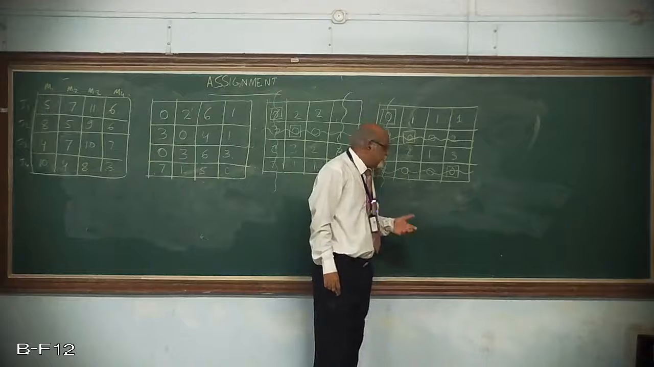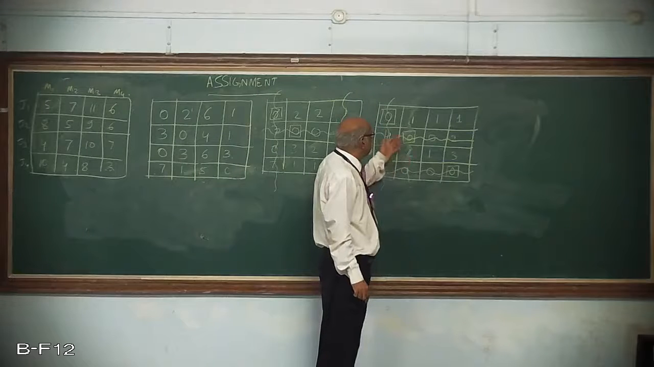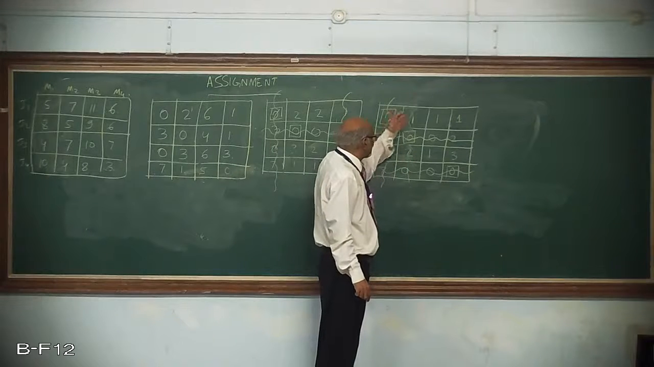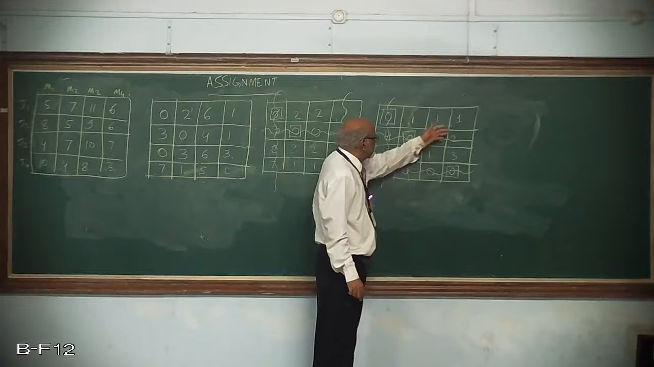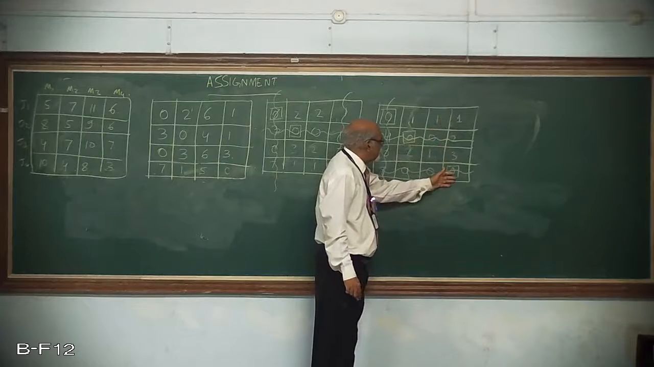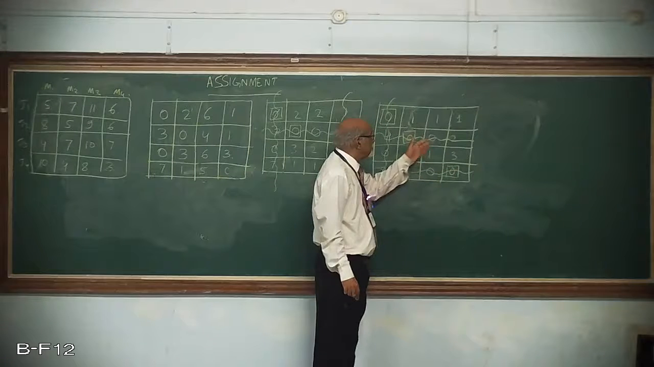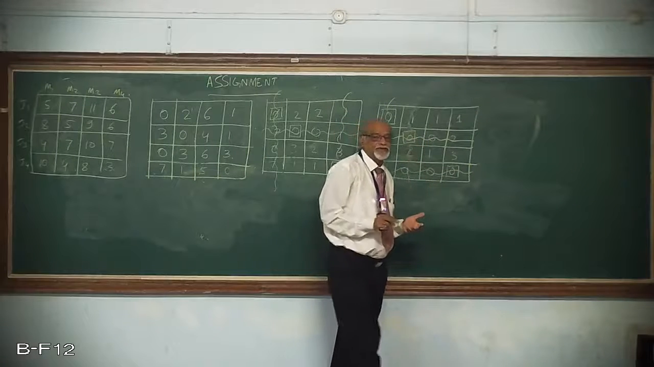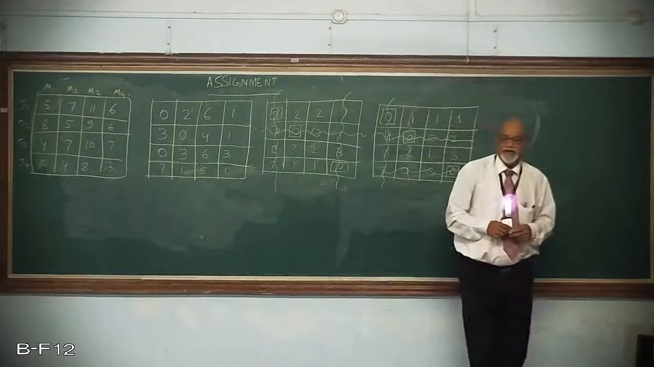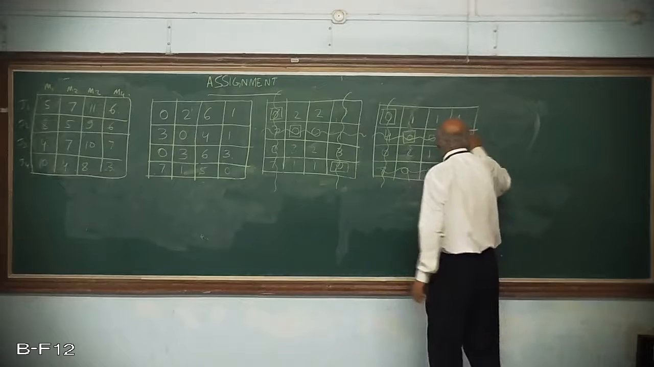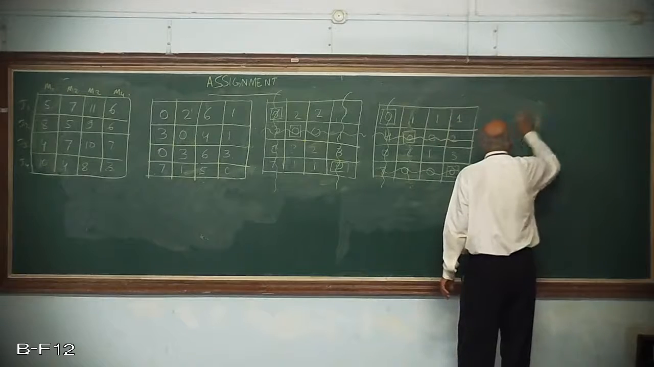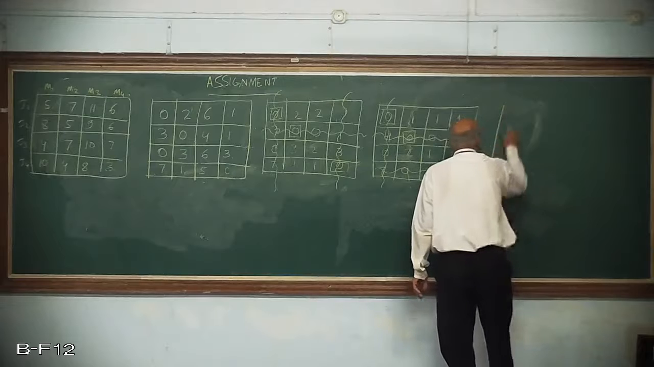Again, something is not right. The first row, first column, there is no problem. The second row, second column, no problem. Fourth row, fourth column, no problem. But the third row and third column are not assigned. So again it is to be revised. The optimal solution is not reached. Now again I am going to apply the same thing.